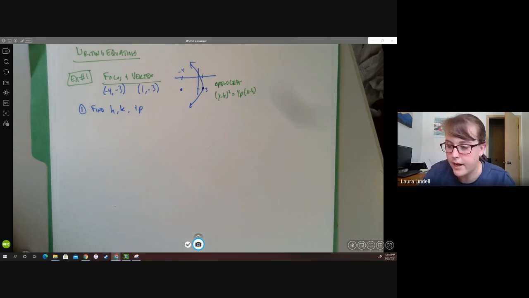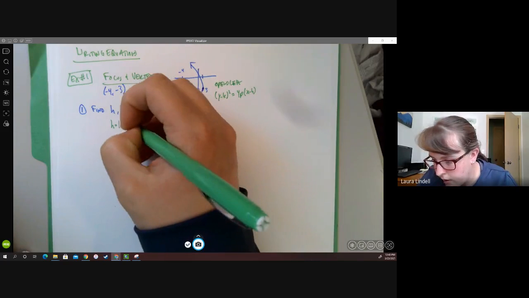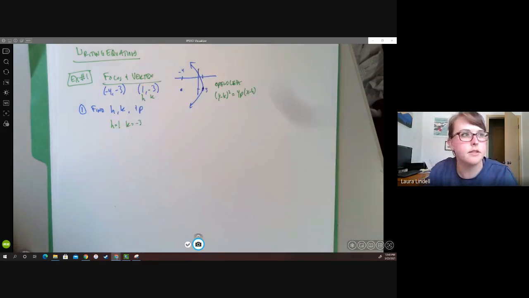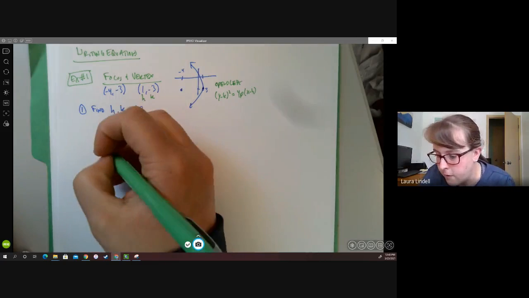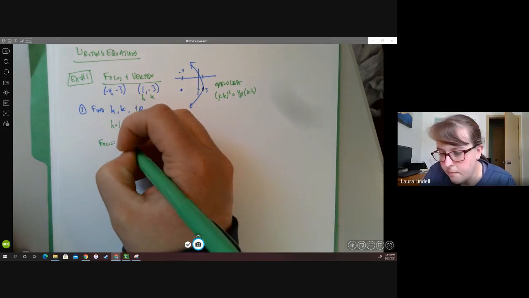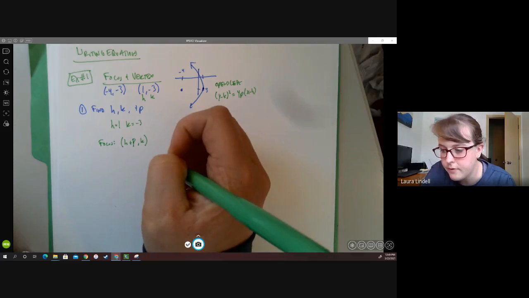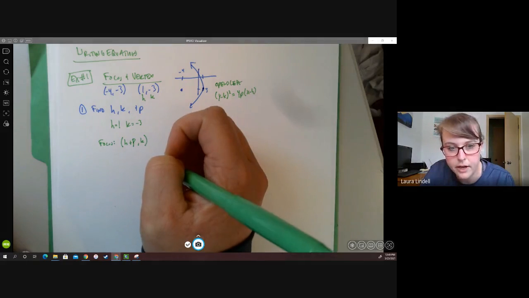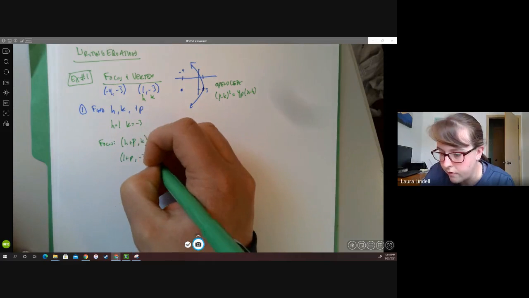But anyways, for the vertex, we know the vertex is (h, k). So that tells me then that h is 1 and k is -3. So we've already got that bit of information. So now we need to find p. And I'm going to find p using the focus and the fact that I know what h and k are. I know that the focus is (h + p, k). So if I plug in what I have, I know the focus is (1 + p, -3).